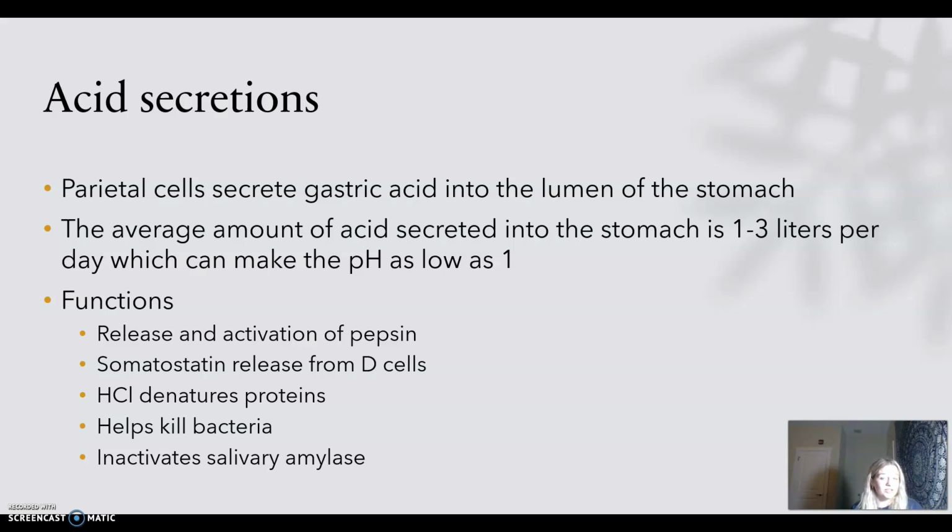Hydrogen chloride denatures proteins, which breaks down disulfide and hydrogen bonds that hold proteins in tertiary structures. They help kill bacteria and inactivate salivary amylase, which is stopping carbohydrate digestion that begins within the mouth.